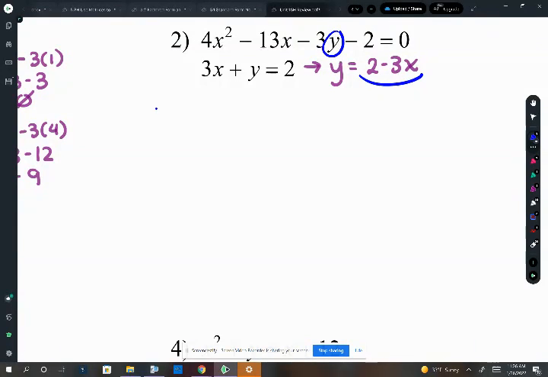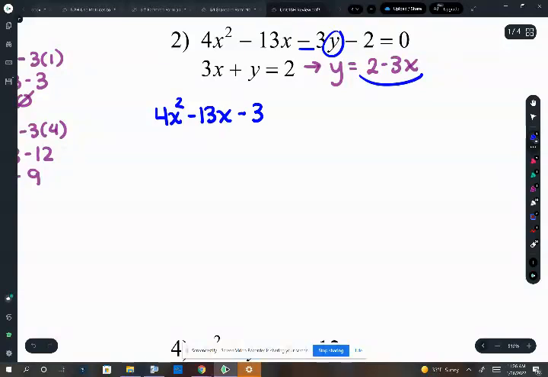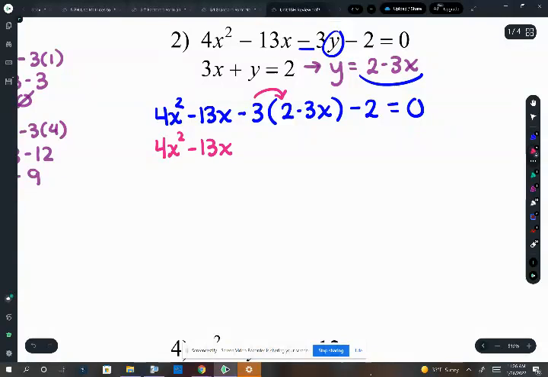So again, it's going to be 4x squared minus 13x. And because there's a minus sign, I'm going to do minus 3, and I'm going to put the 2 minus 3x in that spot. And I'm going to distribute that negative 3. So it's going to go 4x squared minus 13x. Negative 3 times 2 is negative 6. Negative 3 times negative 3x is positive 9x. Minus 2 equals 0. And then we've got to combine like terms.